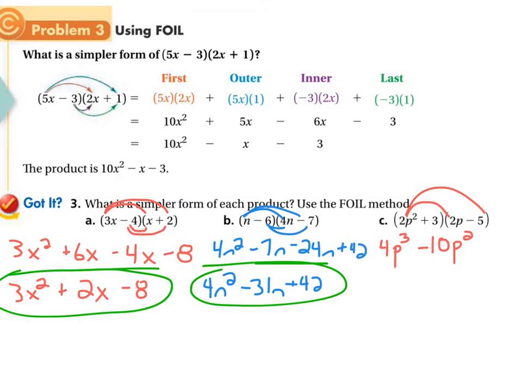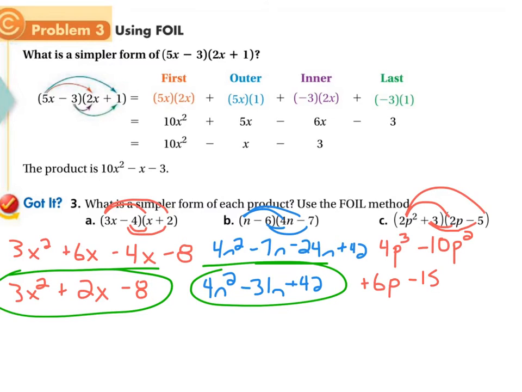And now we do inner, 3 times 2p is 6p, it's plus 6p. And last, 3 times negative 5 is negative 15.